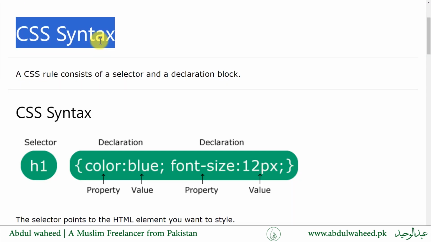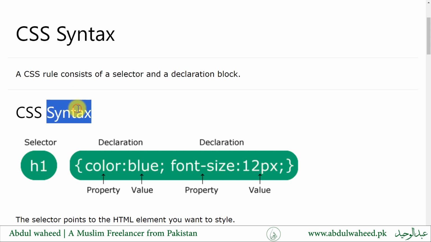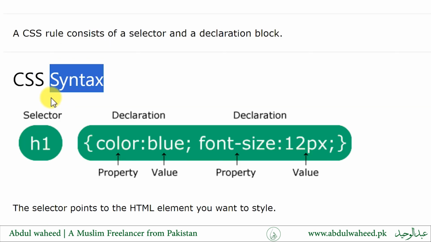A CSS rule consists of a selector and declaration block. Here you will see the tag name, which is a selector, then it's the declaration for CSS style, where the curly braces start and end is the closing of the CSS rule. First one is the property, then colon, then its value. After that we have a semicolon which will close this declaration.